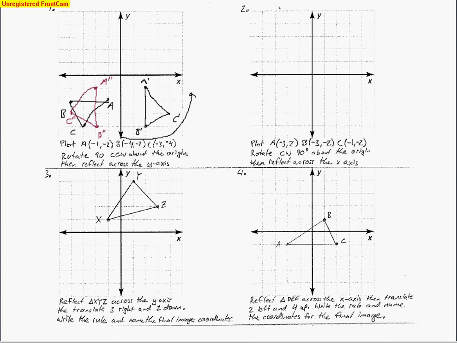So another one here is this one, number 2. It says plot -3, 2. So 3 to the left and then up 2 spaces. That puts me right there's A. B is -3 and -2. So that put me right there. And C is -1 and then down 2 spaces. So that's going to end up being right there. So from there, I'll go ahead and draw on what I've got. And it looks like a right triangle.